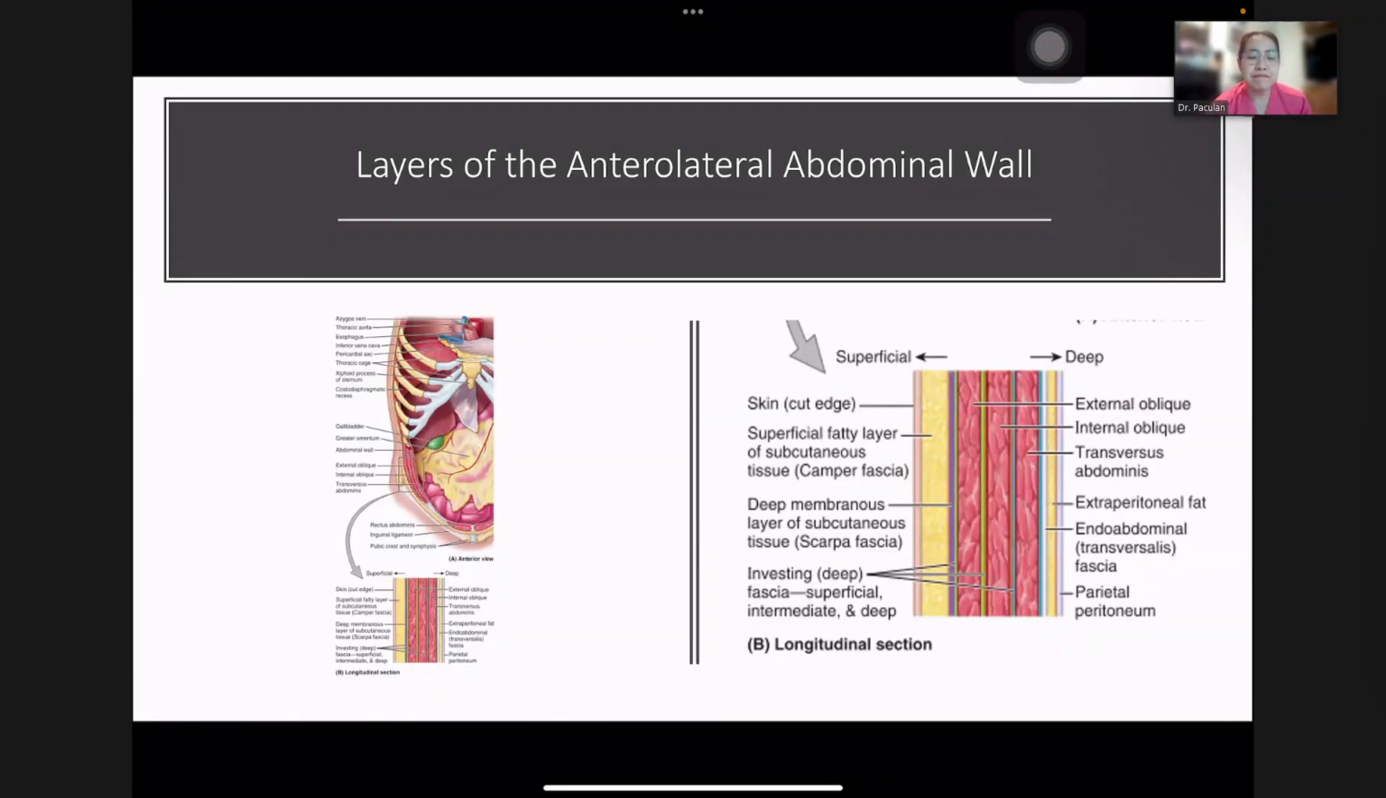So these are the layers of the abdominal wall that you can see on your screen. You have the skin first and then your subcutaneous tissue, which includes a variable amount of fat. It is the major storage for fat. Males are usually susceptible to this accumulation at the lower anterior abdominal wall. Okay.